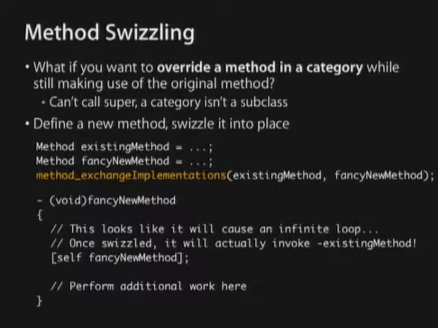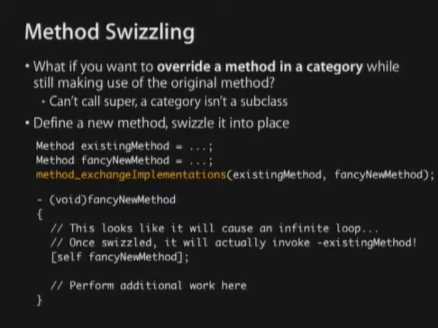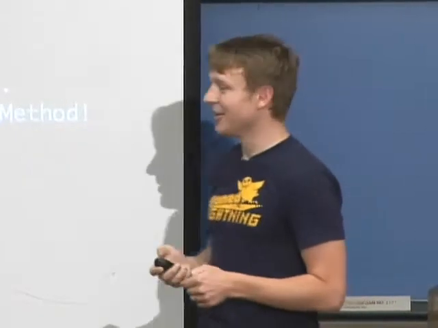Seems like it might cause an infinite loop, but once the swizzling has taken place up here, with exchange implementations, calling fancy new method will actually be calling existing method, and calling existing method calls fancy new method. So anytime somebody calls existing method, it'll go through here, call the old one, and then we can do our additional whatever we're doing. Does this kind of make sense? It's a little bit of a wrap-your-head-around, what's that thing called with just one side? Mobius strip, yeah, I don't know.